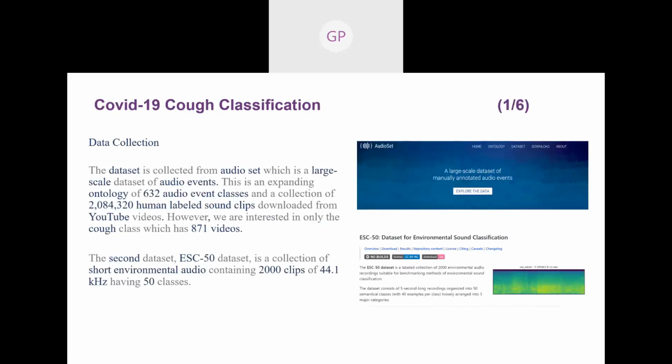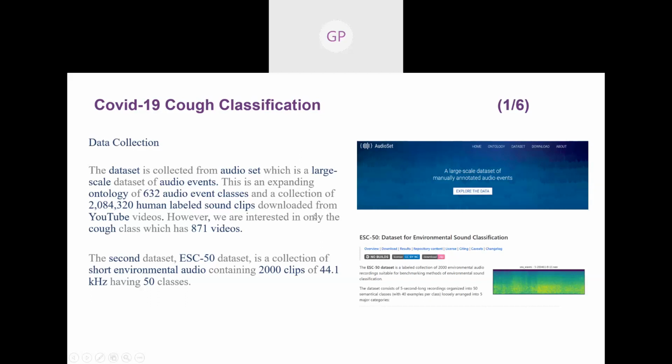So again, the data collection part, which is the first part of the AI ML lifecycle process. We went to AudioSet, which is the Google AudioSet, a large scale data set of manually annotated audio events. It had an ontology of 632 audio event classes and around 2,084,320 sound clips labeled and downloaded from YouTube videos. Our interest was in the cough class, which was around 871 videos.